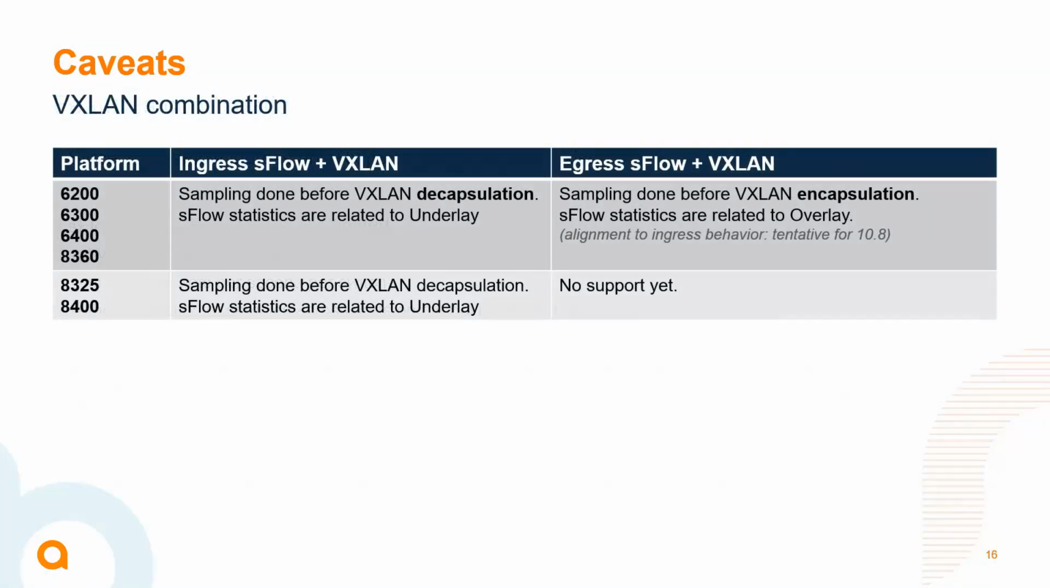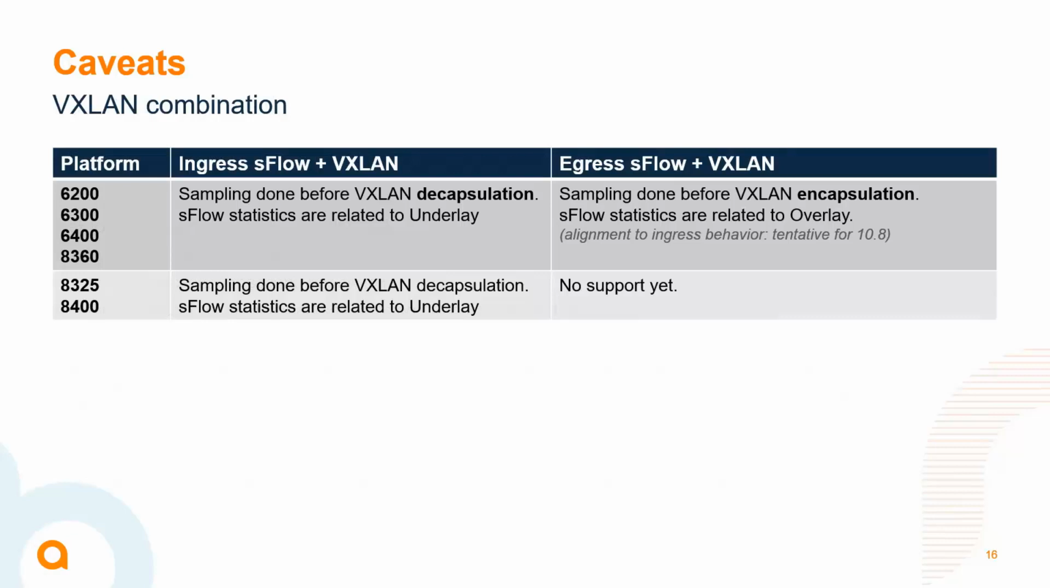Combination with VXLAN. This is the important aspect. So we have two columns, whether it's Ingress and VXLAN being combined, or egress. For Ingress S-Flow, the sampling is done before VXLAN decapsulation. So if there is a remote VTEP receiving VXLAN traffic, and on the interface receiving the VXLAN traffic S-Flow is enabled, S-Flow statistics will poll and export underlay information with the VXLAN header included.